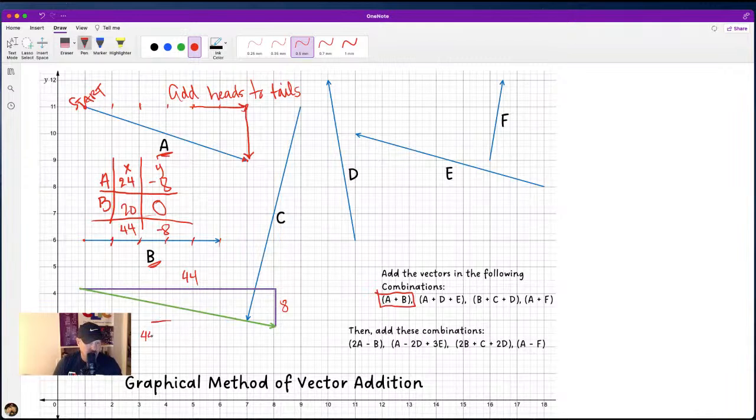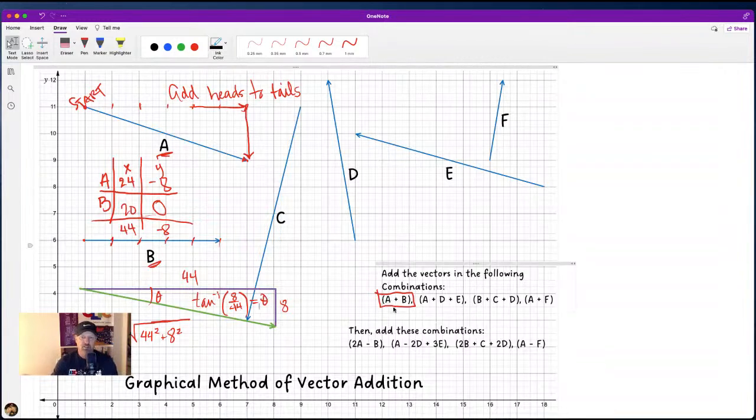Square root of 44 squared plus 8 squared. And so this line would be the square root of that. And if we want to find the angle in here, then we would take the inverse tangent of opposite over adjacent, 8 over 44. And that would give us theta. Okay? So that's how you add A and B.